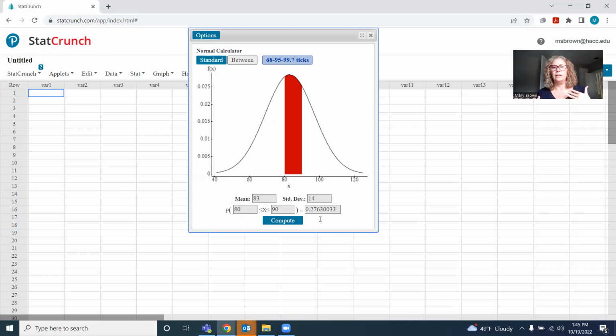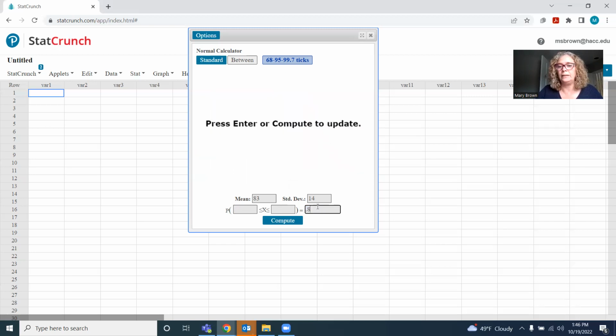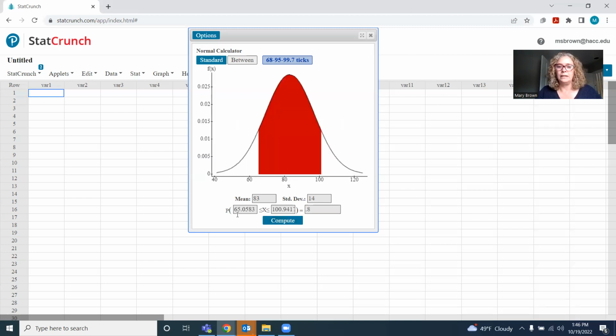All right, now let's look at a different scenario. Let's say I want to know the middle 80% of the class. What are the grades for the middle 80% of the class? Well, in this case, what I know is the percentage or the probability. So I'm going to put 0.8 in the equal to portion of the calculator and hit compute. And we can see that 80% of the students have scores between a 65 and a 101. So 80% of the students are somewhere in the range of 65 to 101 as their scores. Now that's the middle 80% of the class.